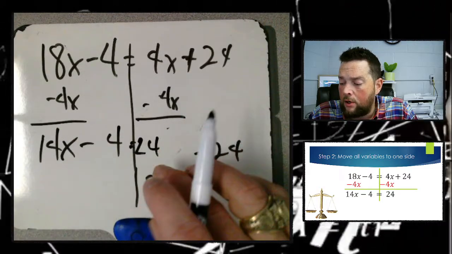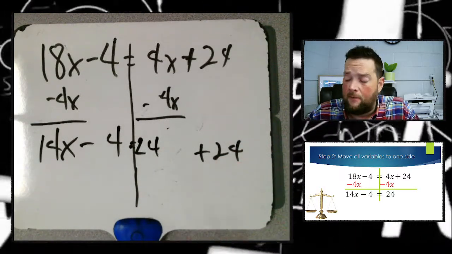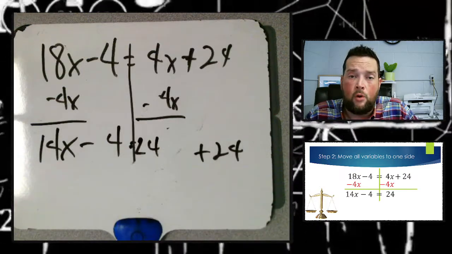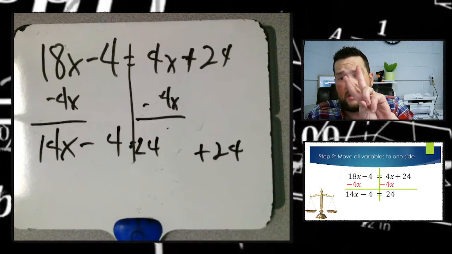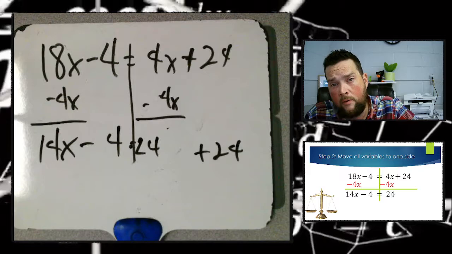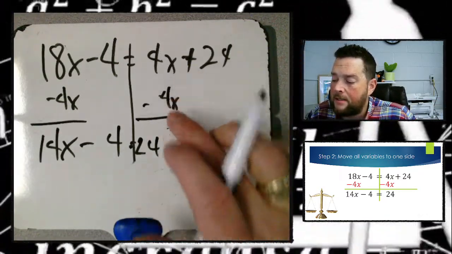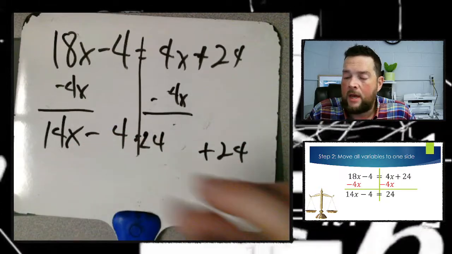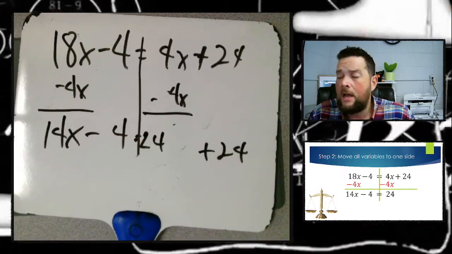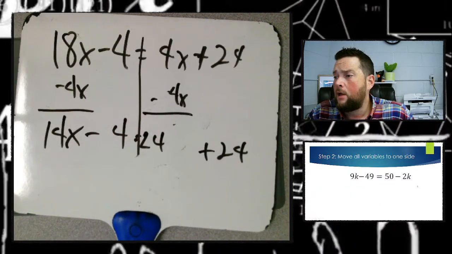All right? So just simplifying this equation, or going through the steps of solving this equation, we're in step number 2. Just moving the variables to the left side or to the other side. We had to subtract 4x from both sides, and we came up with 14x minus 4 equals 24. All right? You try this one.